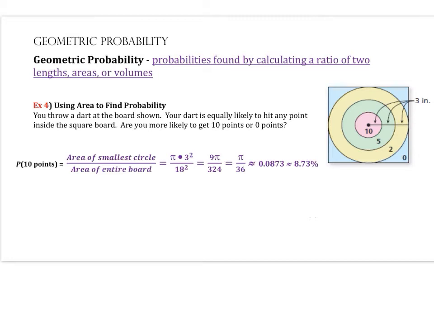So that all simplifies to pi over 36, a fraction, which converts to the decimal 0.0873. So there's an 8.73% chance that the dart will land at 10 points.